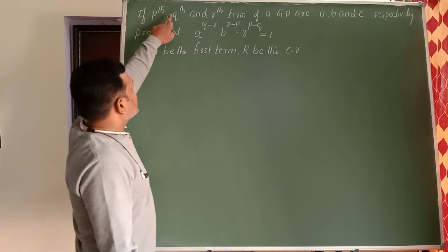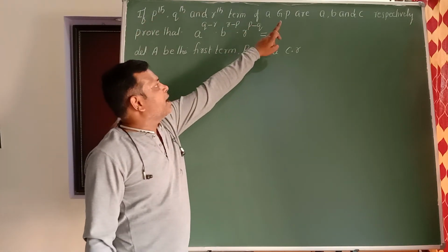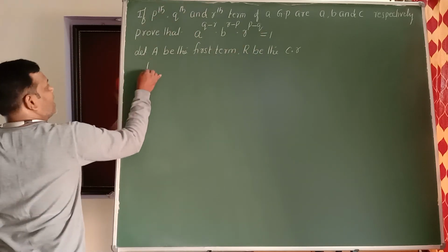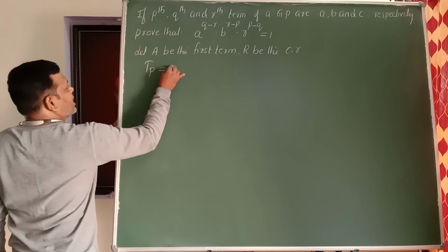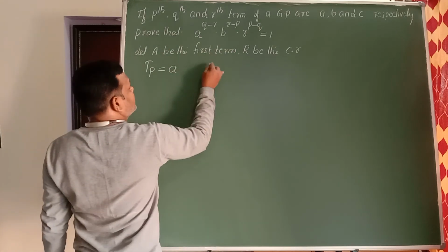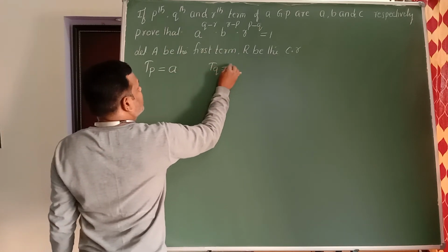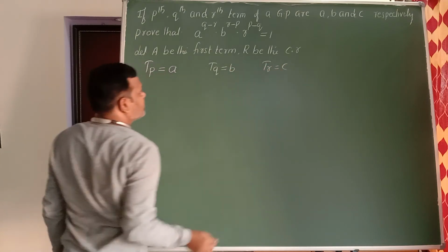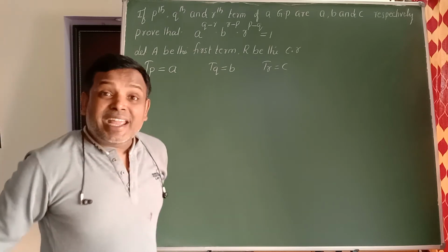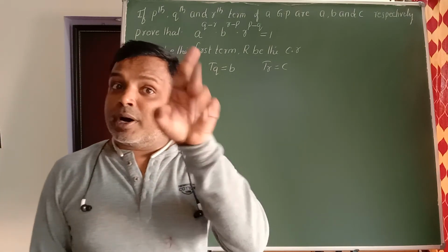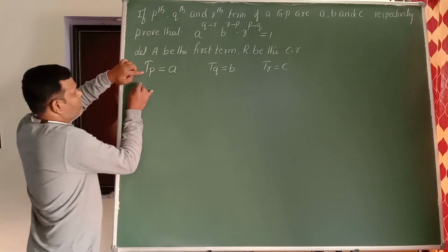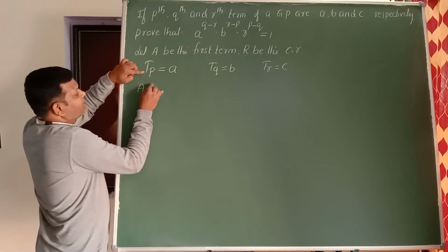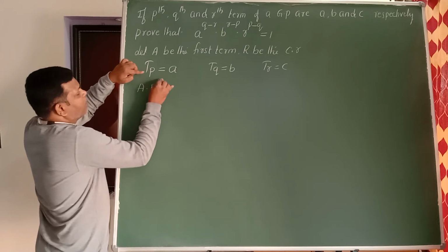They are given that the pth, qth and rth terms of a GP are a, b, c. That means the pth term is a, that means TP is equal to a. And the qth term is b, that means TQ is equal to b. Another one is the rth term, TR is equal to small c. So we know that Tn is equal to A into R power n minus 1. Here TP we have small a, capital A into capital R power P minus 1.